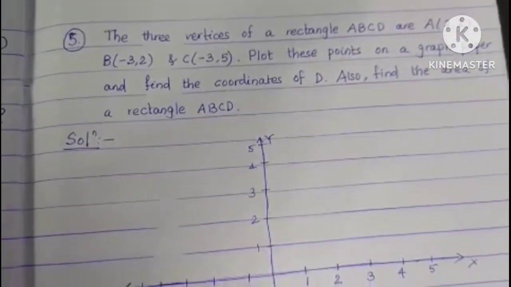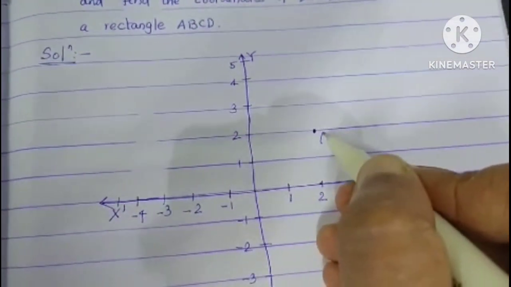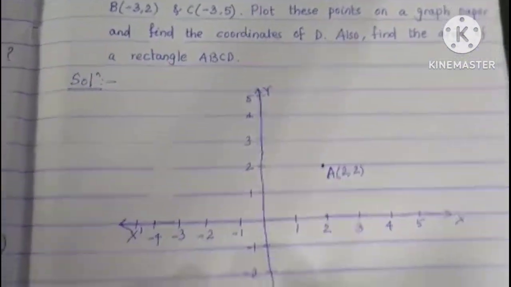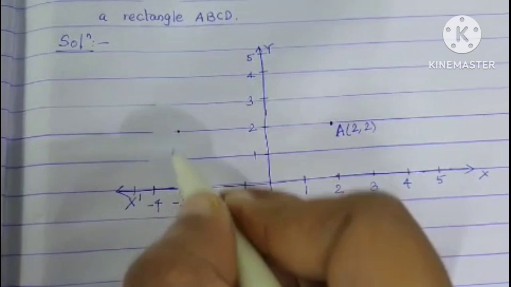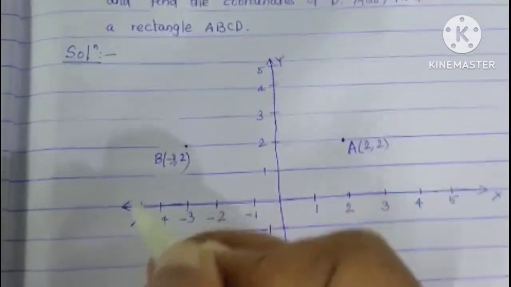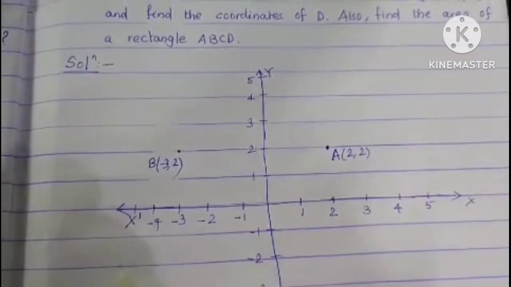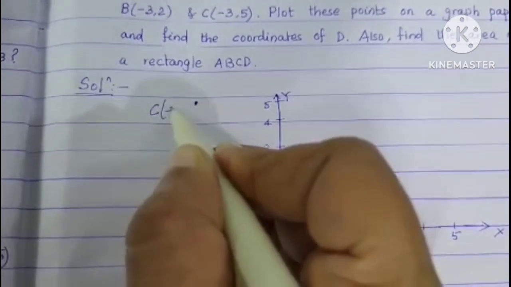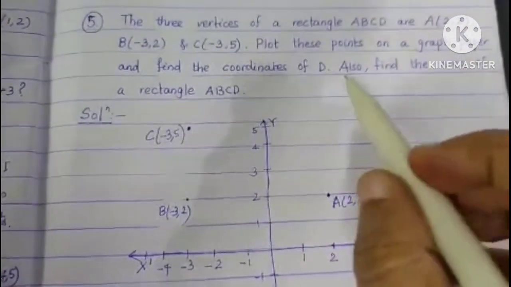Okay, so point A is (2, 2). Here it is 2, here it is 2, so this will be point A. Point B is (-3, 2), so here it will be minus 3 and 2. Point C is (-3, 5), so it will be just above point B. So points A, B and C we have plotted.